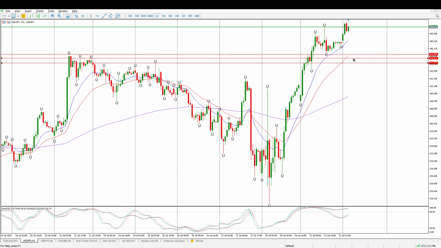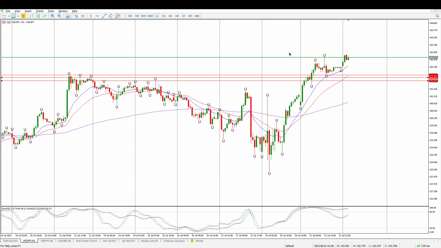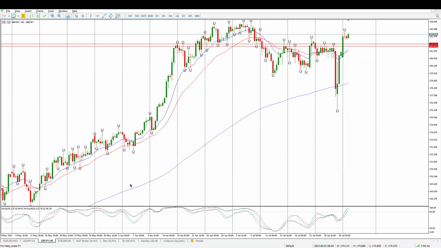So it's 141,969, 141,867, or 141,741. We need price back in here. We need pin bars, inside bars, engulfing bars, and then we are looking for a continuation to the upside. So dollar is looking like it is gaining some strength.